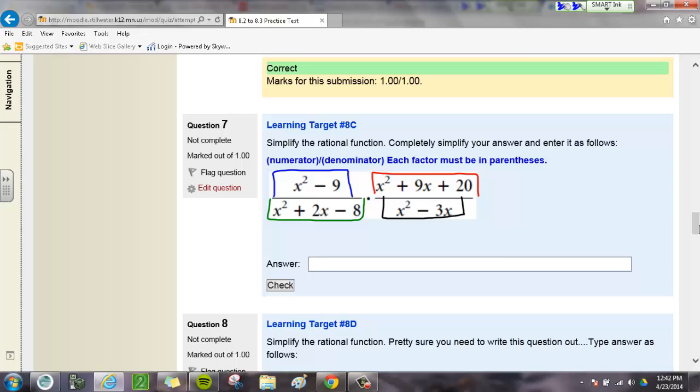Okay, so we'll start with my blue section over here. I have x squared minus 9. That is x plus 3, x minus 3 right there. So that's the blue section.